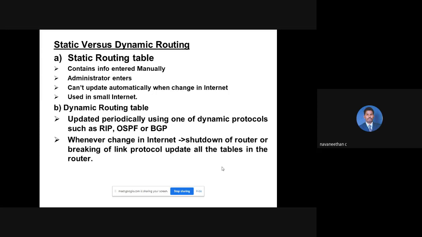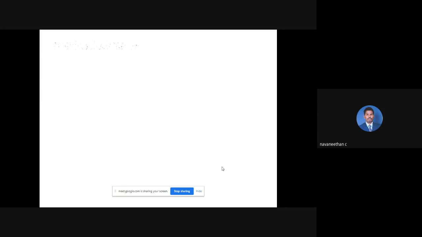With respect to dynamic, it is vice versa. It is periodically updated, and we have a number of protocols like RIP, OSPF and BGP. RIP means Routing Information Protocol. OSPF, Open Shortest Path First. BGP, Border Gateway Protocol. But you have only two important protocols. I don't know why I'm illustrating more dynamic protocols. Okay, fine.